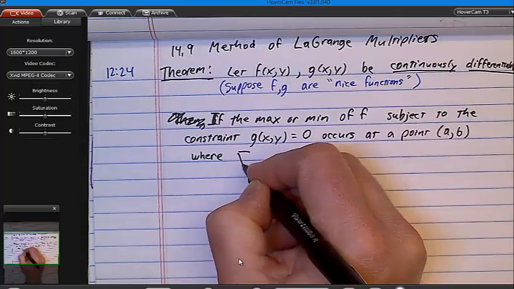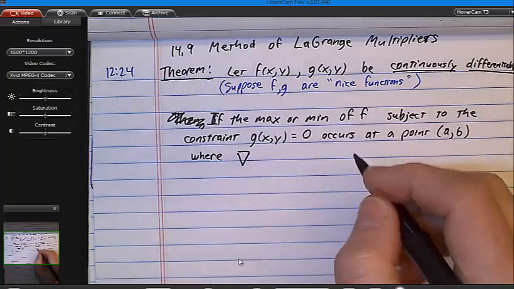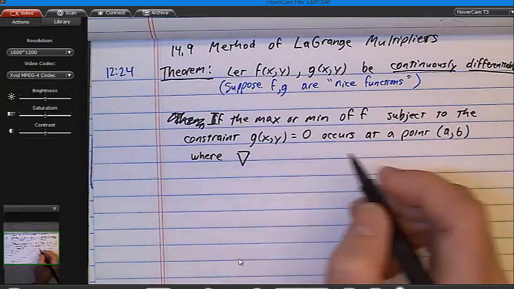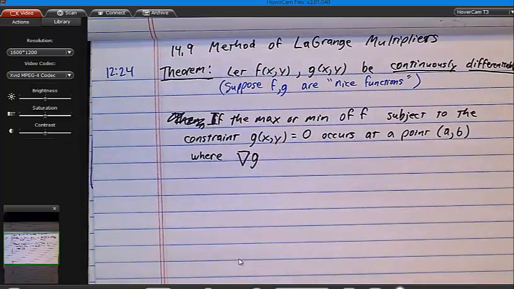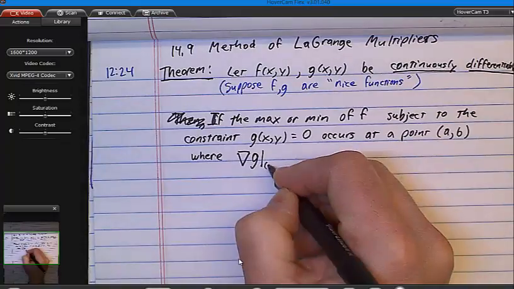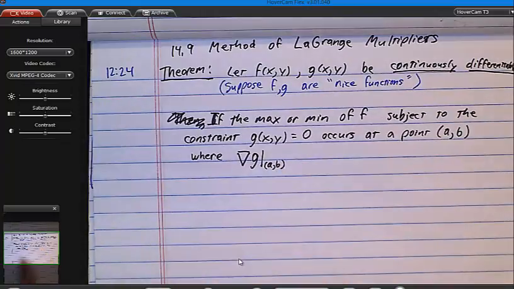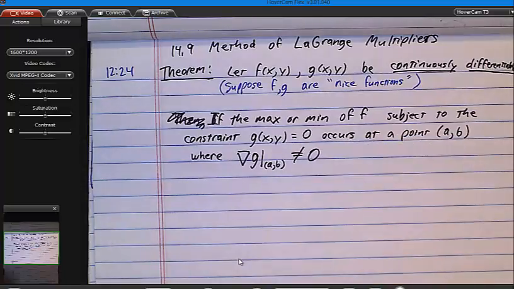That's the gradient of g evaluated at the point (a, b), and we want that to be non-zero. Okay?